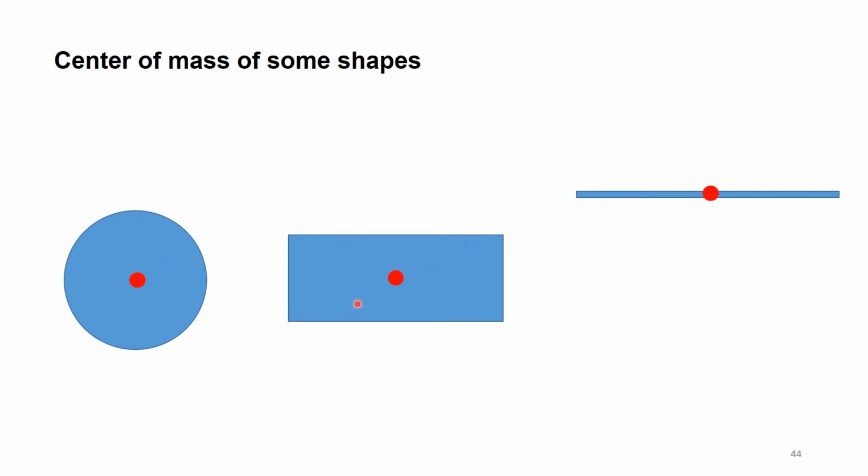In all these cases we're assuming that the objects are uniform. They're made of the same material all throughout. It's not like one side is denser than the other.